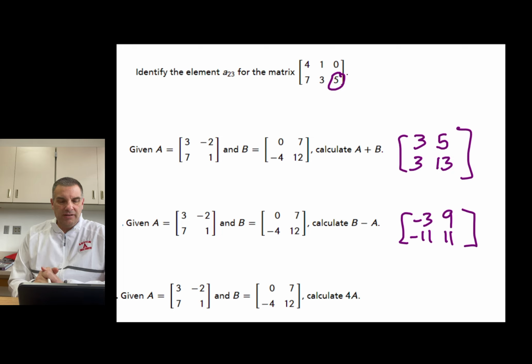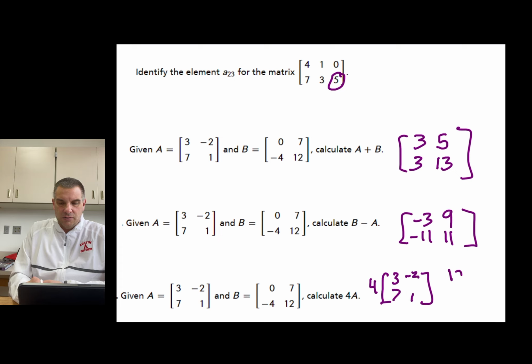The next one, given A and B, says calculate 4A. Again, press pause if you want to do it yourself first. So we're going to take 4 times A. So I'm going to take 4 times each element of A. So 4 times 3 gives me 12, negative 8, 28, and 4.